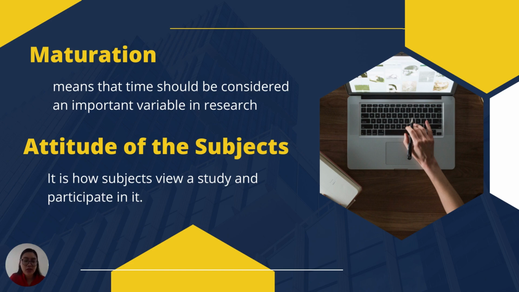Number 8 is the attitude of the subjects. It is how the subject view a study and participate in it. This happens when participants interact and observe one another. So for example, when some participants are given special treatment such as an access to the internet, or they work less than the other group. So negative feelings may arise such as anger, frustration, and resentment that could affect the participants' response to the study.